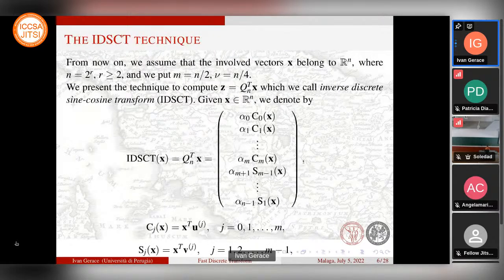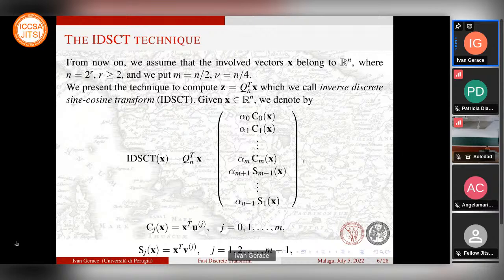So let's start with the multiplication of Qn transpose by X. We call this multiplication the inverse discrete sine cosine transform. And from now on, we refer to M as n over 2. We refer to N as n over 4, and n is a power of 2. This inverse transform can be performed in this way, where for the first components, we use a C function, and for the last components, we use an S function.